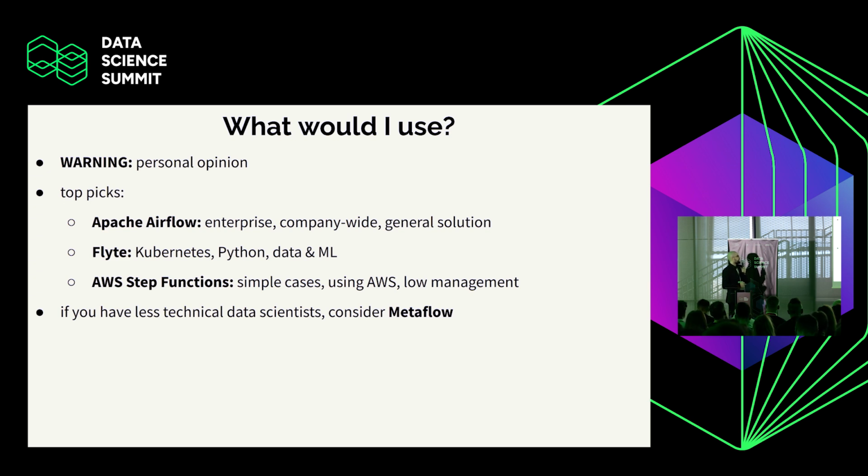Flyte is one of the new hot players and actually looks very nice for MLOps because it's very much aimed at machine learning, at Python, with heavy Kubernetes integration. So this looks very, very promising for this more specialized use. And AWS Step Functions, if you use AWS, especially for simpler cases, you can use Metaflow on top of it. It's maybe not that nice to use in a raw form, but there are many SDKs, many abstractions over Step Functions. Also, if you have less technical data scientists, you should consider Metaflow because it's extremely easy to use, extremely easy to start working with.